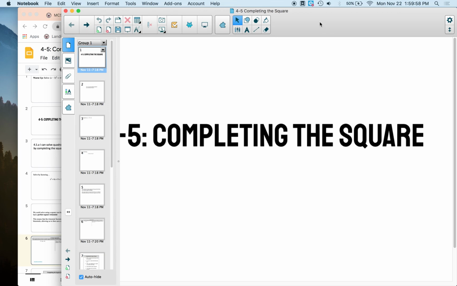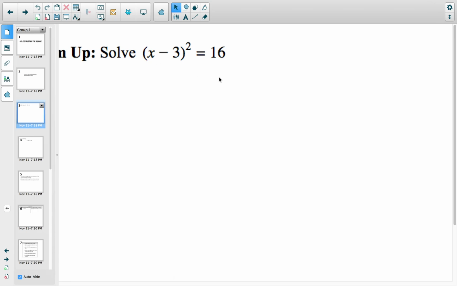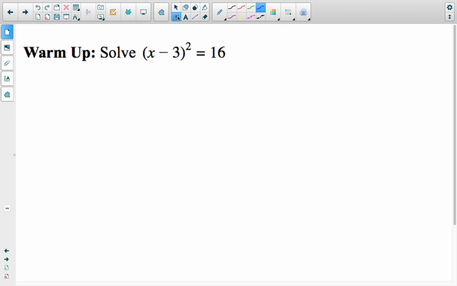This is 4-5, all about completing the square. All right, so for this warm-up, let's take a look at solving an equation using the square root property, which we've been working with now for a couple of sections, okay?